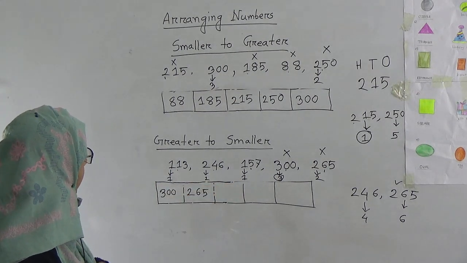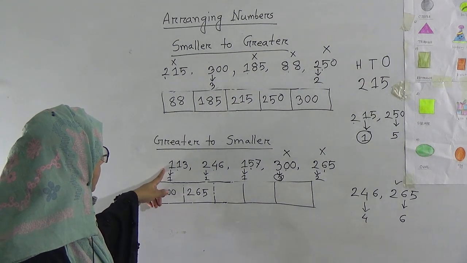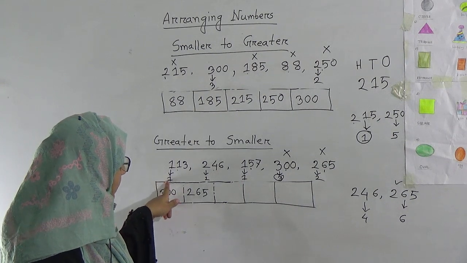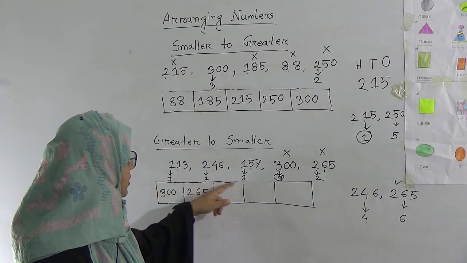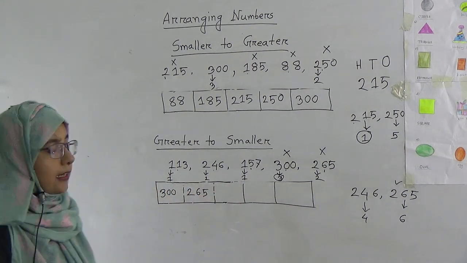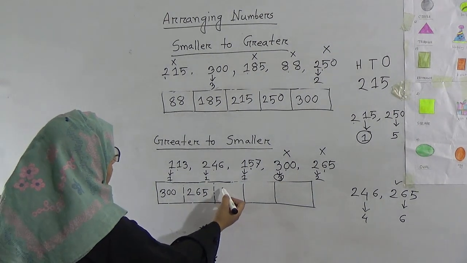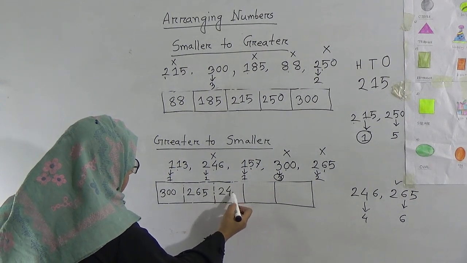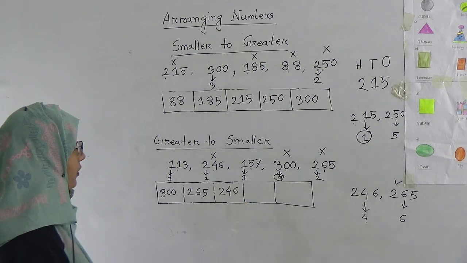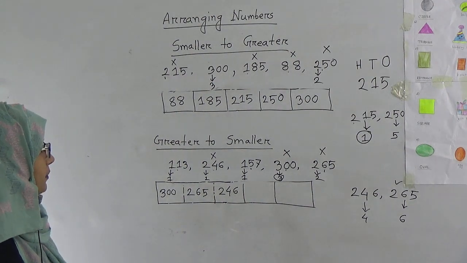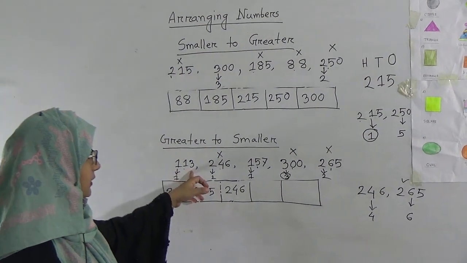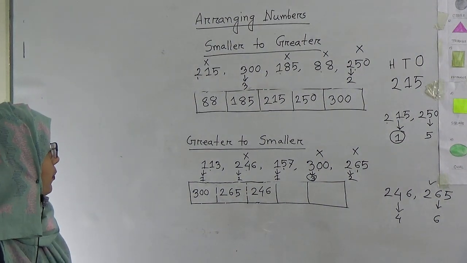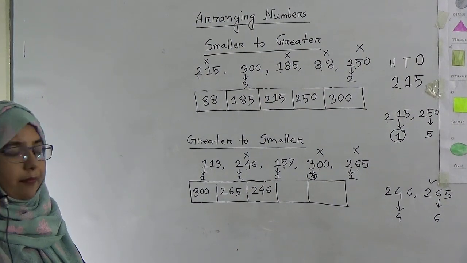Among these numbers, the digits in 100 place are 1, 2 and 1. So the numbers are 100, 200 and 100. So the number 200 is greater than the other numbers. So we have to cut the number 246 and write it here. We have now only 2 numbers. The numbers are 113 and 157. Between these numbers, the digits in hundreds place are the same.